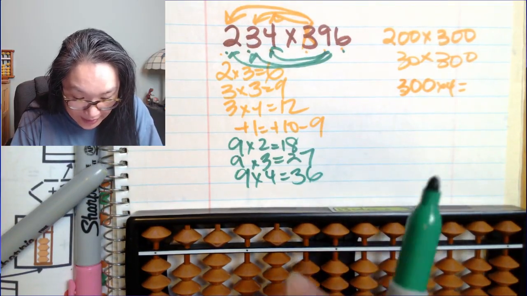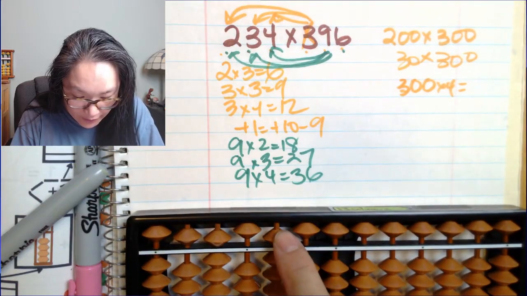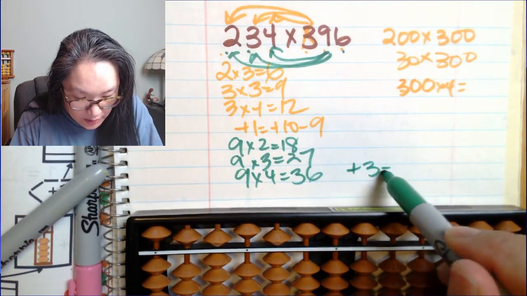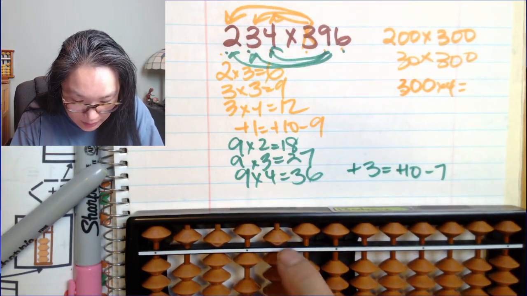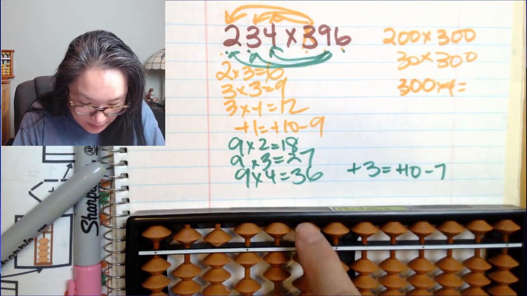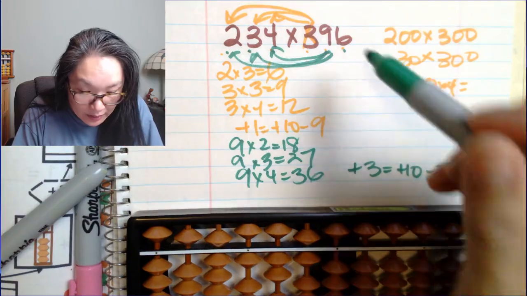I add 3. Can't add 3 because I have the 5. So 3 is equal to plus the 10 minus 7. So I plus the 10, take away 7. And then I plus the 6. Now I'm done. I'm done with this one.